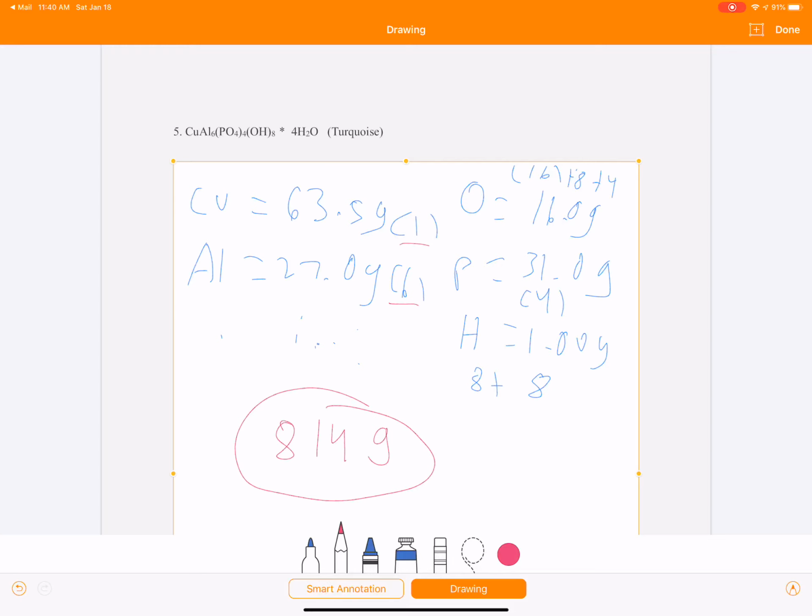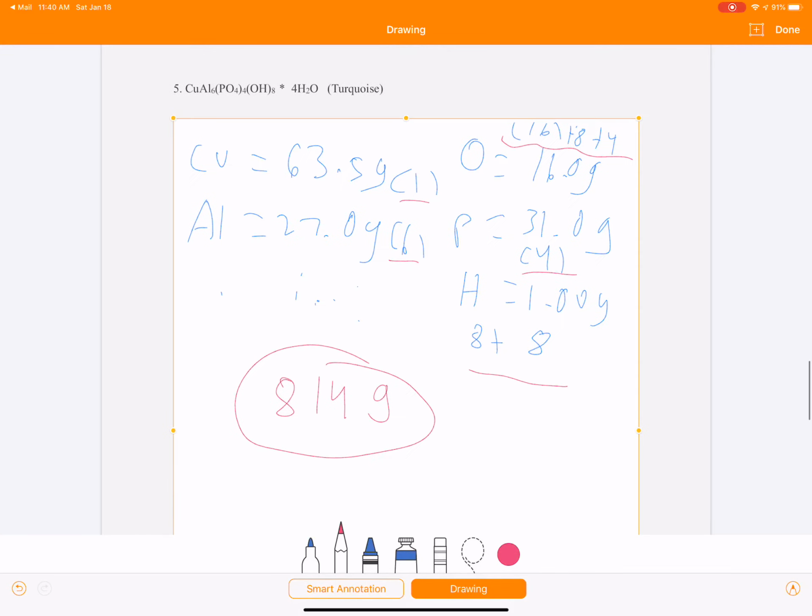So these numbers are the number of atoms of each element in the compound, and you multiply it by the molar mass of the element. And that's how you calculate the molar mass of compounds.